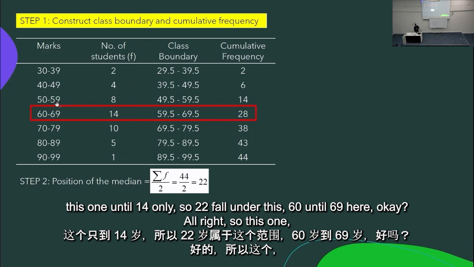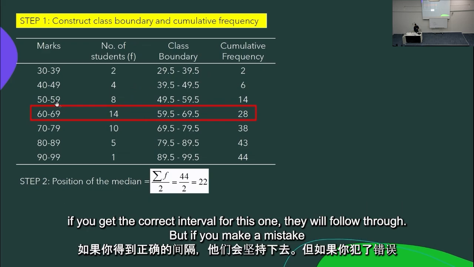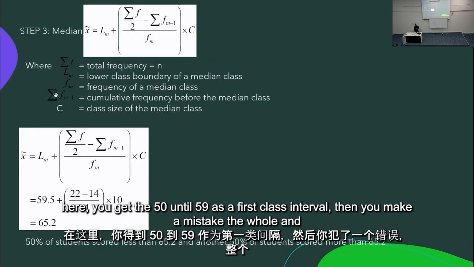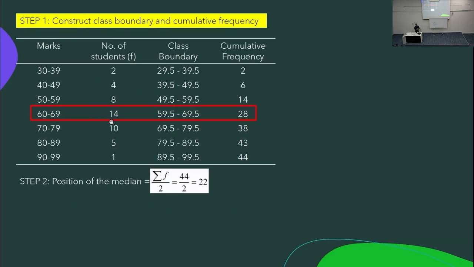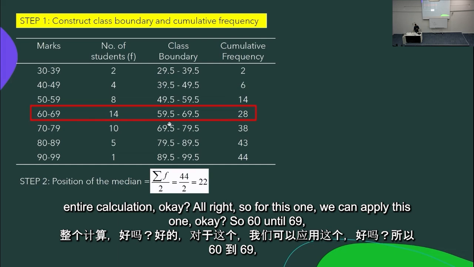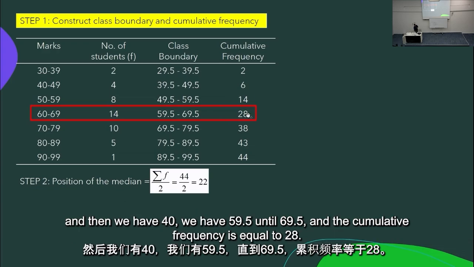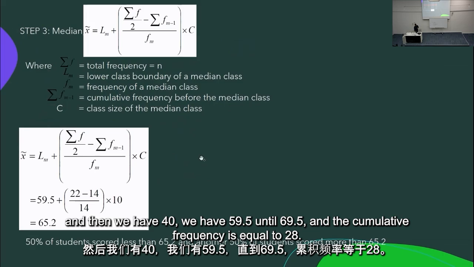So if you get the correct interval for this one, the rest will follow through. But if you make a mistake here, if you take 50 until 59 as the first class interval, then you make a mistake in the entire calculation. So for this one, we can apply it. 60 until 69, the boundary is 59.5 until 69.5, and the cumulative frequency is equal to 28.